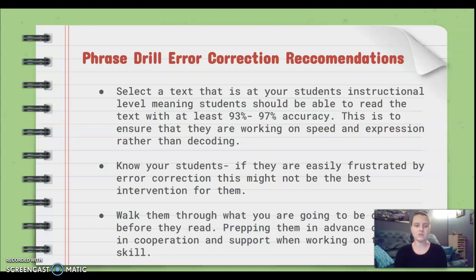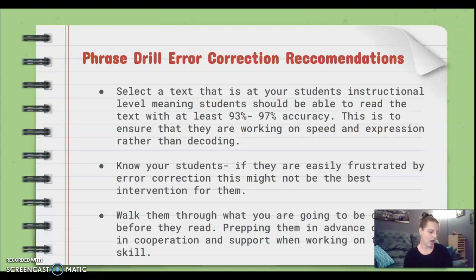Another piece to keep in mind is to know your students well. If you know that when you try to correct them when they're reading with their errors it just does not go well, this might not be the best intervention for them. So just knowing what they're comfortable with and what is going to work to move them forward rather than just frustrate them. And then the last little part, and this could go for any kind of strategy, but especially this phrase drill, would be to walk them through what you're going to do before you actually do the error correction with them. Prepping them in advance can really support them with cooperation and make them feel like they're part of the strategy.